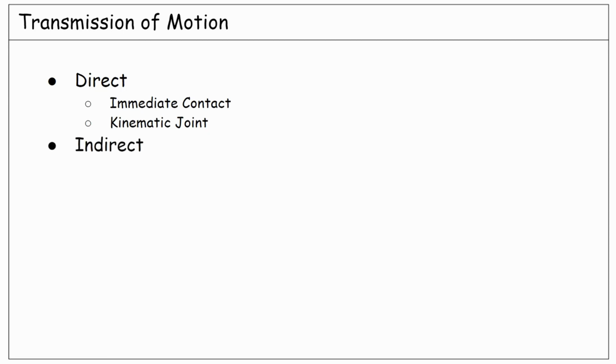So as a quick summary, the transmission of motion can happen directly by an immediate contact or a kinematic joint. It might also happen indirectly via a rigid connector such as a coupler link or by a flexible connector like a belt or a chain.